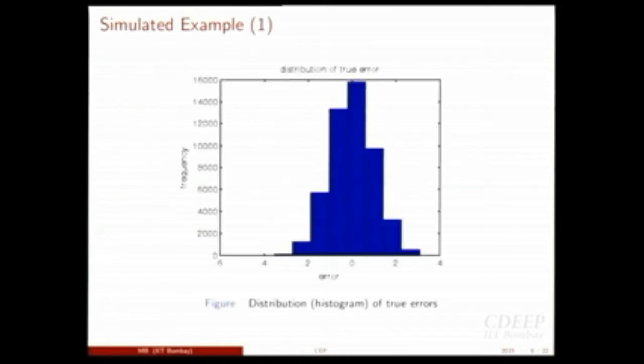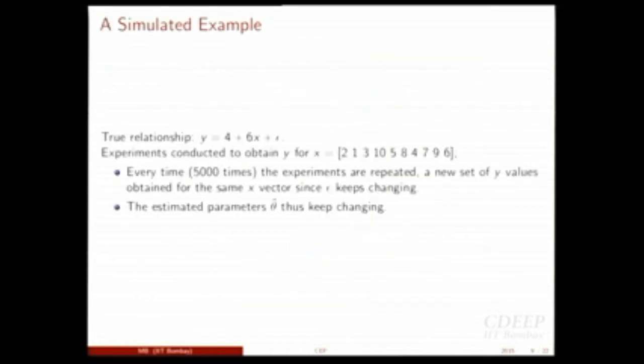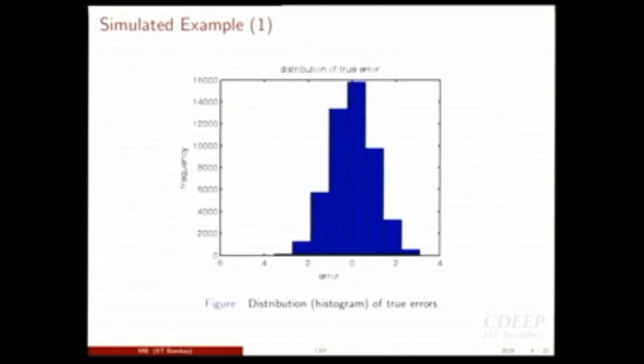So what you see in this plot is a histogram of the true errors, the epsilons, which in this case I generated using MATLAB and added to that 4 plus 6x. Here these are the values of the error, and essentially this range takes a value from maybe -6 to +4. The y-axis tells you the frequency in any particular bin. On the x-axis we have divided it into 10 bins. In total, how many errors have I generated? Essentially 5000 into 10, so 50,000 error values are generated. This is the histogram of those 50,000 values.